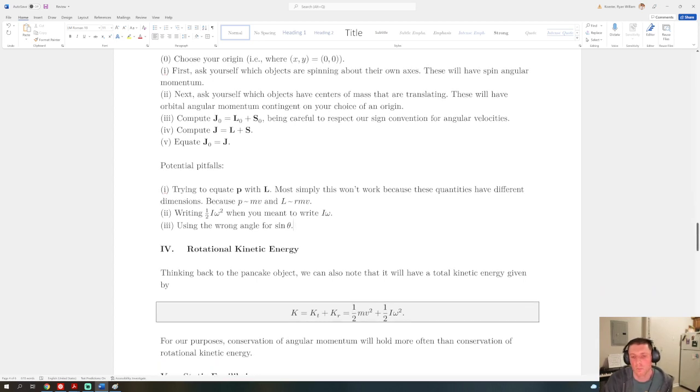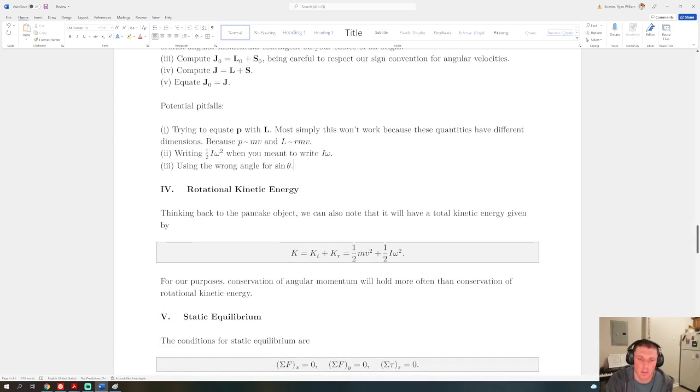I'm going to talk very quickly about rotational kinetic energy. For our purposes, as I've said here, conservation of angular momentum will be more often what we want to think about than conservation of rotational kinetic energy. So just trust that that's the case and bear that in mind. But if we need to, for instance, calculate the total kinetic energy of the pancake object that we were just discussing, it would simply be the sum of the translational kinetic energy and the rotational kinetic energy. That looks like 1/2 mv squared, which we should all be very familiar with, plus 1/2 I omega squared, okay?